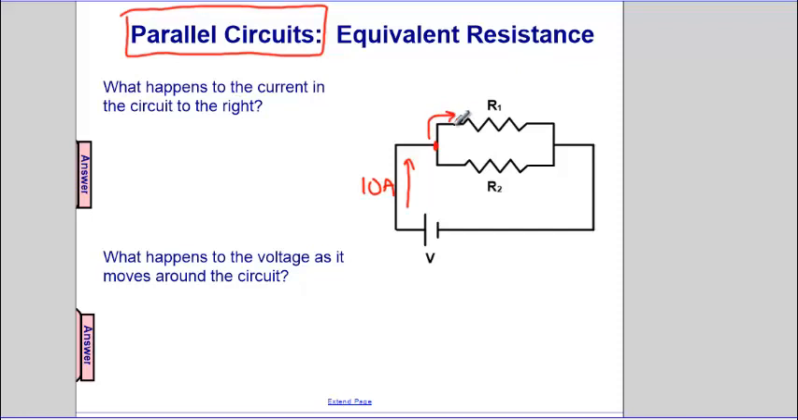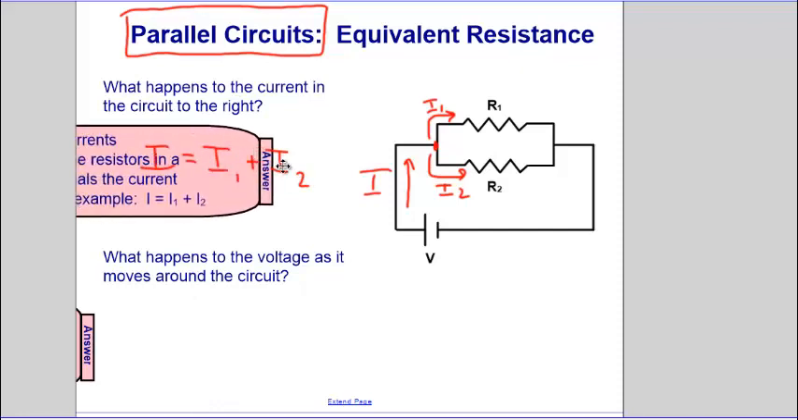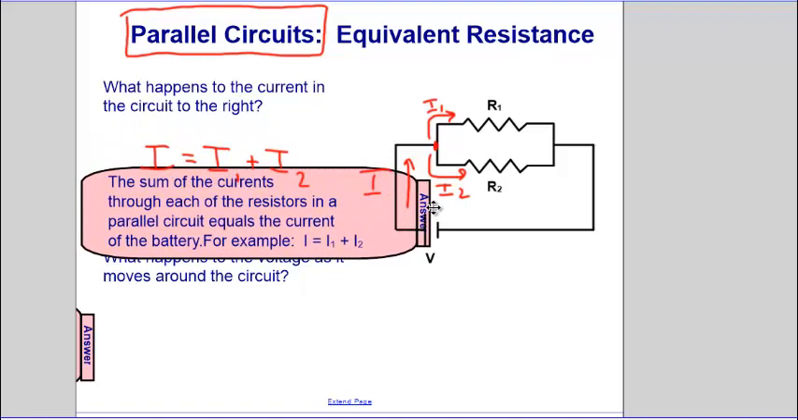Some of the current will travel in that direction, we'll call that I1, and some of the current will go in that direction, we'll call that I2. And current is a conserved quantity because the amount of charges you put in has to be equal to the amount of charges that you get out. And let's just not even call that 10. We'll call that I. So what you put in, I, has to equal the sum of what you get out, I1 plus I2. So we'll reveal the answer. What happens to the current on the right? The sum of the currents through each of the resistors in a parallel circuit equals the current of the battery.